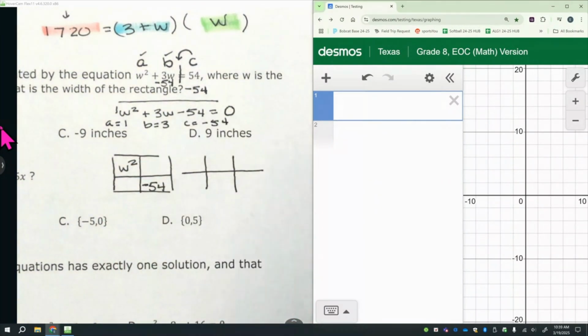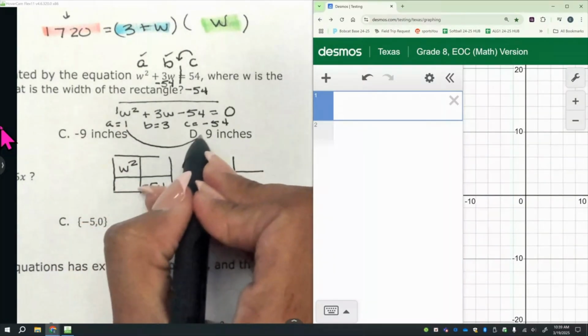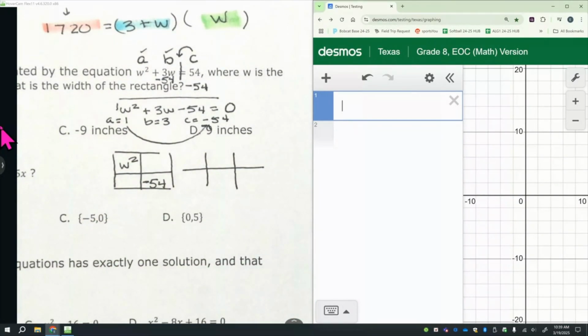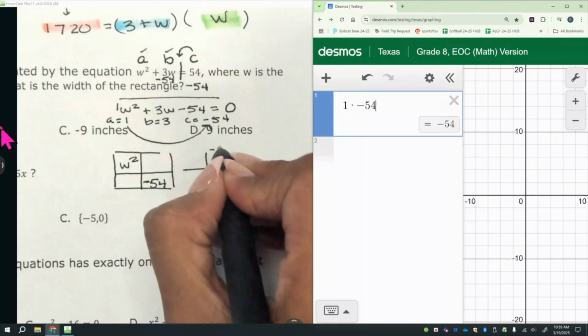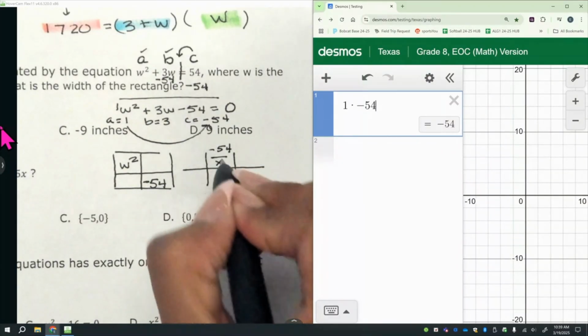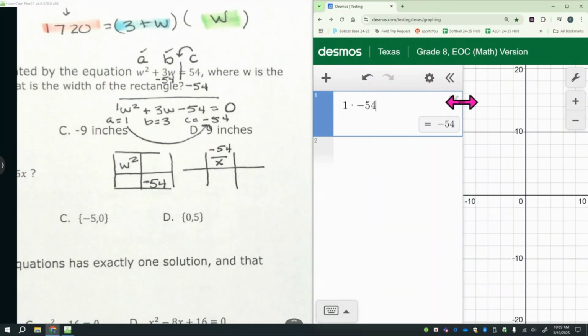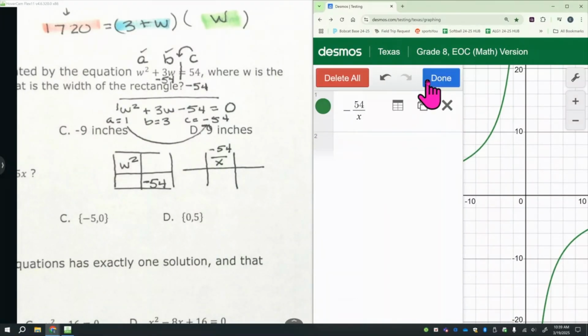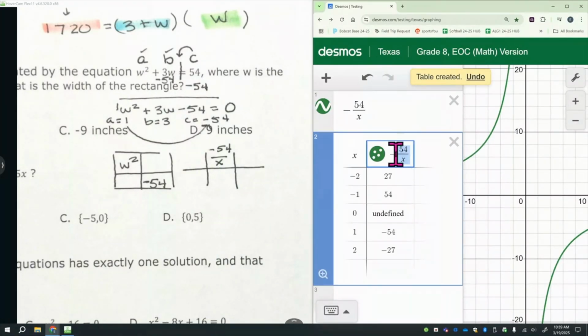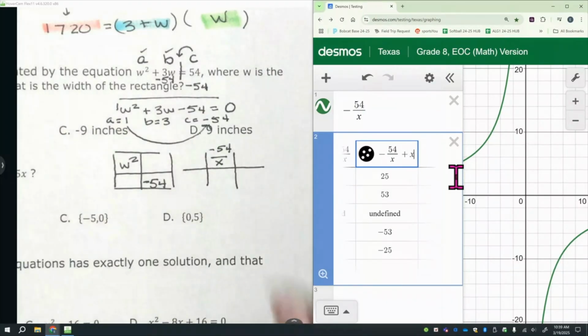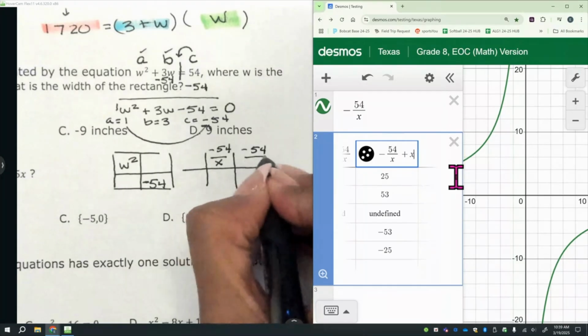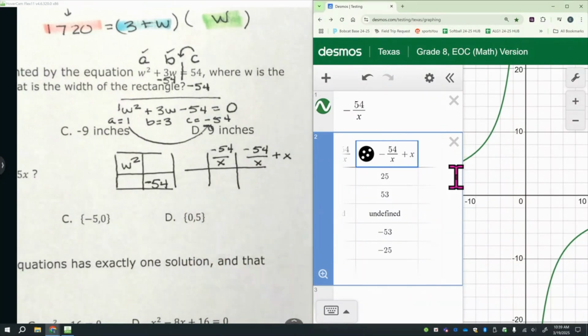Don't forget your signs. So when we multiply A times C, we have 1 times a negative 54, which is just negative 54. And we're going to put that over X. So I'm going to type that into Desmos now. Negative 54 divided by X, cogwheel, table, and we're going to do the same exact thing. So I like to copy this, Control C, Control V, but we're going to add X to that. So on my paper, we're going to rewrite it same way, but plus X.